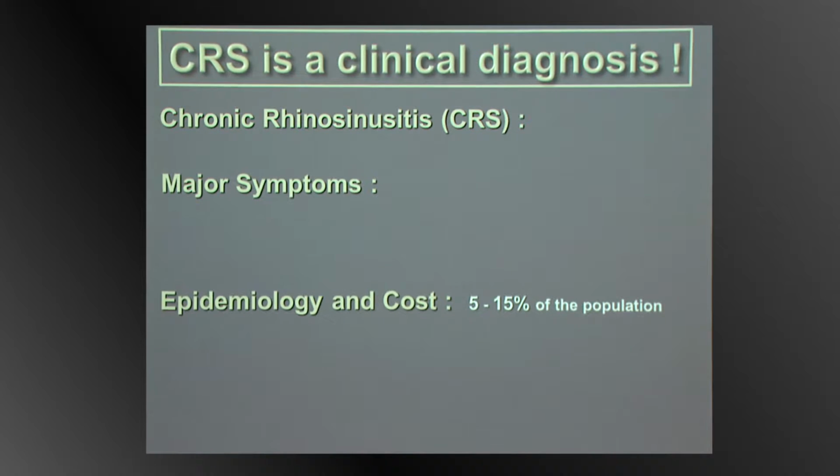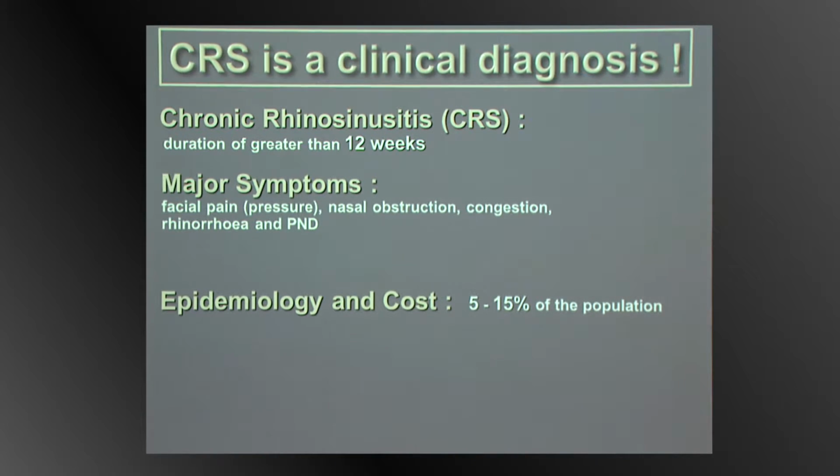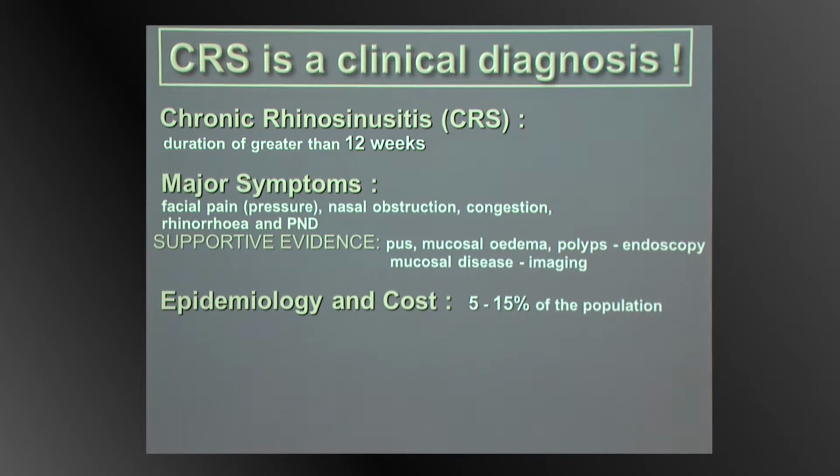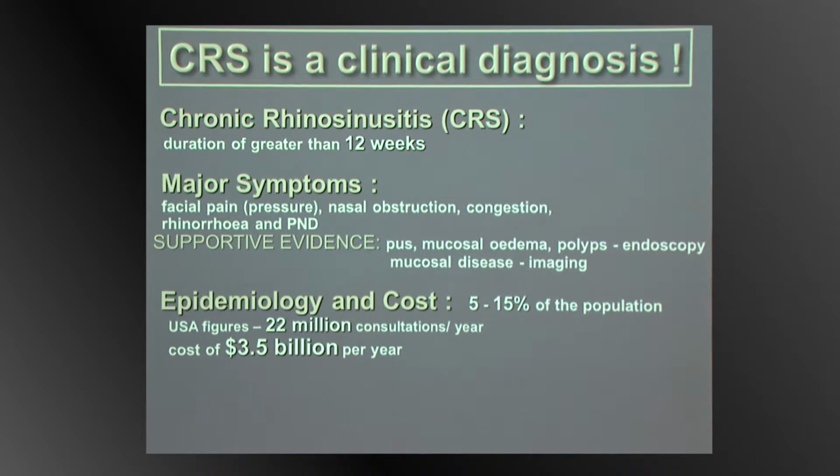So chronic rhinosinusitis forms the bulk of what we do in terms of CT of the sinuses in this country. The major symptoms, so it's greater than 12 weeks. It's a clinical diagnosis of facial pain or pressure, nasal obstruction, congestion, rhinorrhea, and postnasal drip. Epidemiology and cost is said to affect up to 15% of the population at any one time. And it costs in the US 22 million consultations and a cost of 3.5 billion US dollars per year.